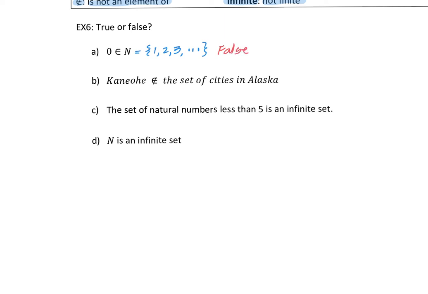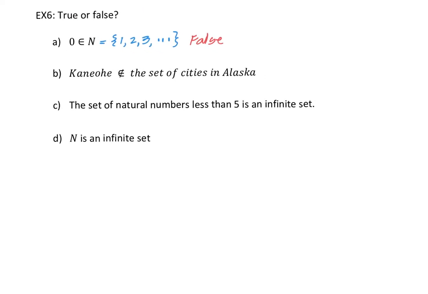What about B? Kaneohe is not an element of the set of cities in Alaska. Is that statement true? Or is it false? Well, the statement is true because Kaneohe is not a city in Alaska. So yeah, this statement is true.